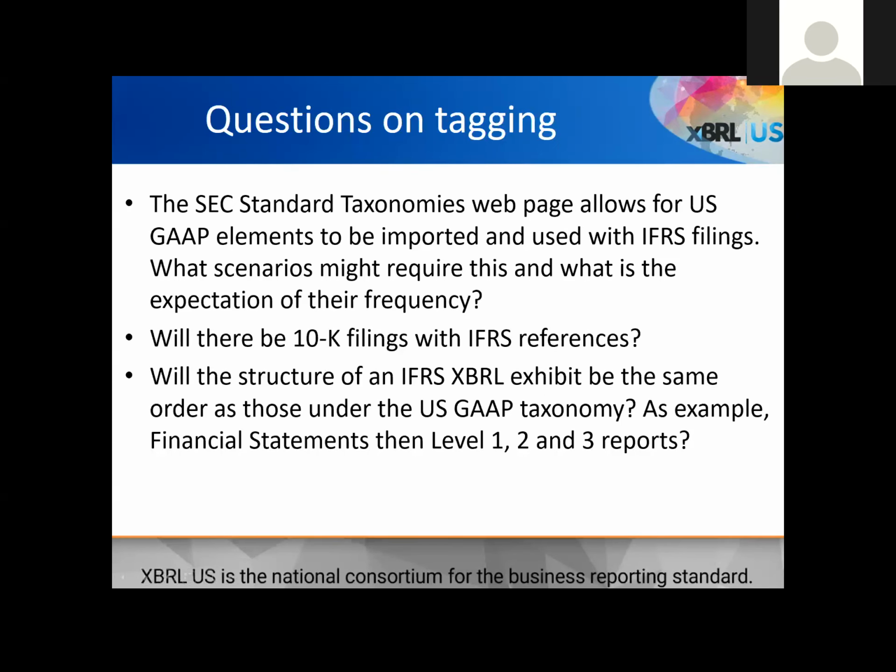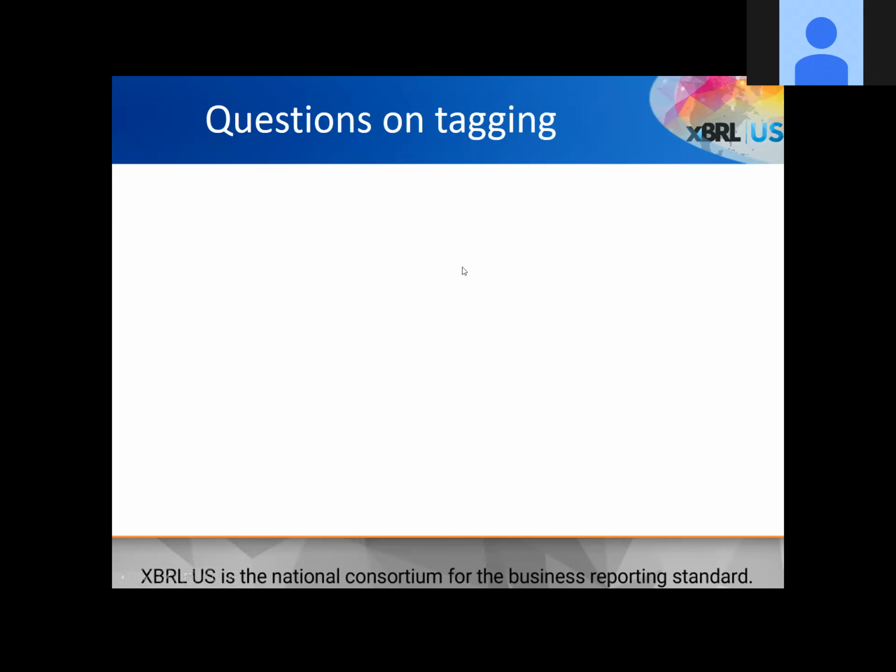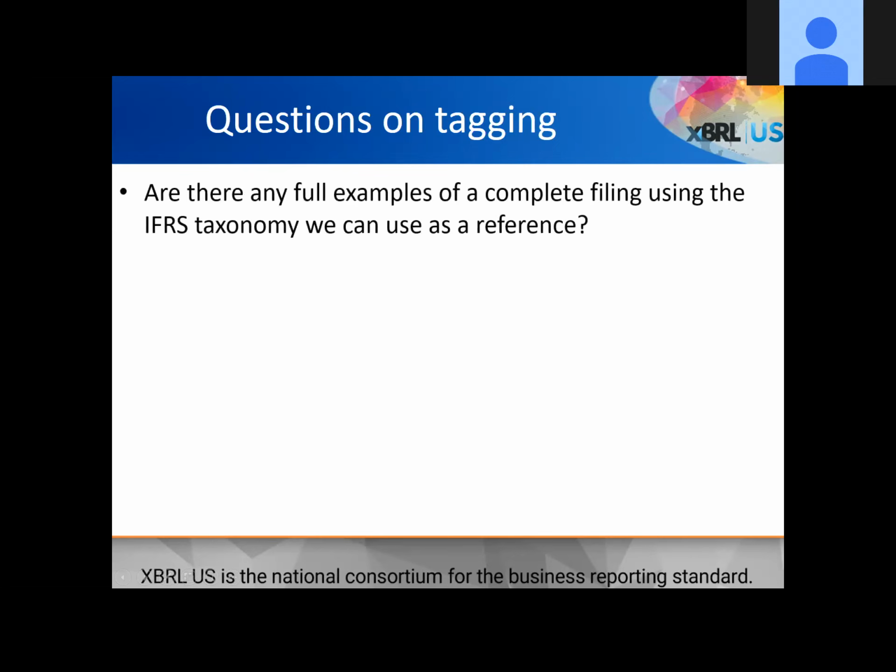Okay, thanks, Walter. Moving to the next set of questions, just on examples, I'll answer this question together. Are there any full examples of a complete filing using the IFRS taxonomy? And secondly, have any companies voluntarily done test filings before the taxonomy has been approved? Is there a list of these filings for issuers? No and no, or alternatively, not yet and not yet.